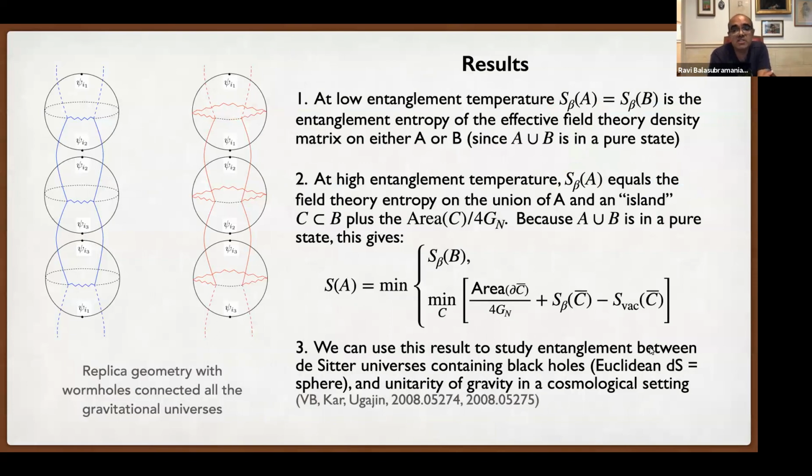And you can use this to study entanglement between de Sitter universes containing black holes and the unitarity of gravity in a cosmological setting, as we do in these examples. I like this setup very much because it is extremely clean. There's none of this gluing, this, that, or the other, and it makes it very clear that it's these wormholes running between the gravitating Renyi replicas that are producing this effect of the island formula. So the wormholes somehow know about the underlying space of states.